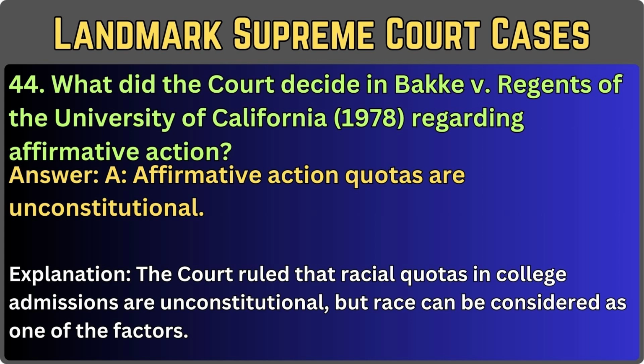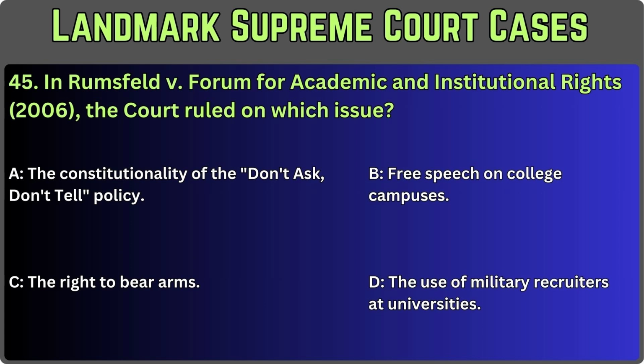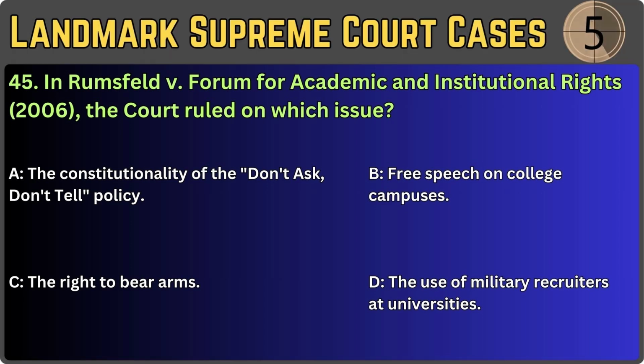Explanation: the court ruled that racial quotas in college admissions are unconstitutional, but race can be considered as one of the factors. 45. In Rumsfeld v. Forum for Academic and Institutional Rights, 2006, the court ruled on which issue? A. The constitutionality of the don't ask, don't tell policy. B. Free speech on college campuses. C. The right to bear arms. D. The use of military recruiters at universities.